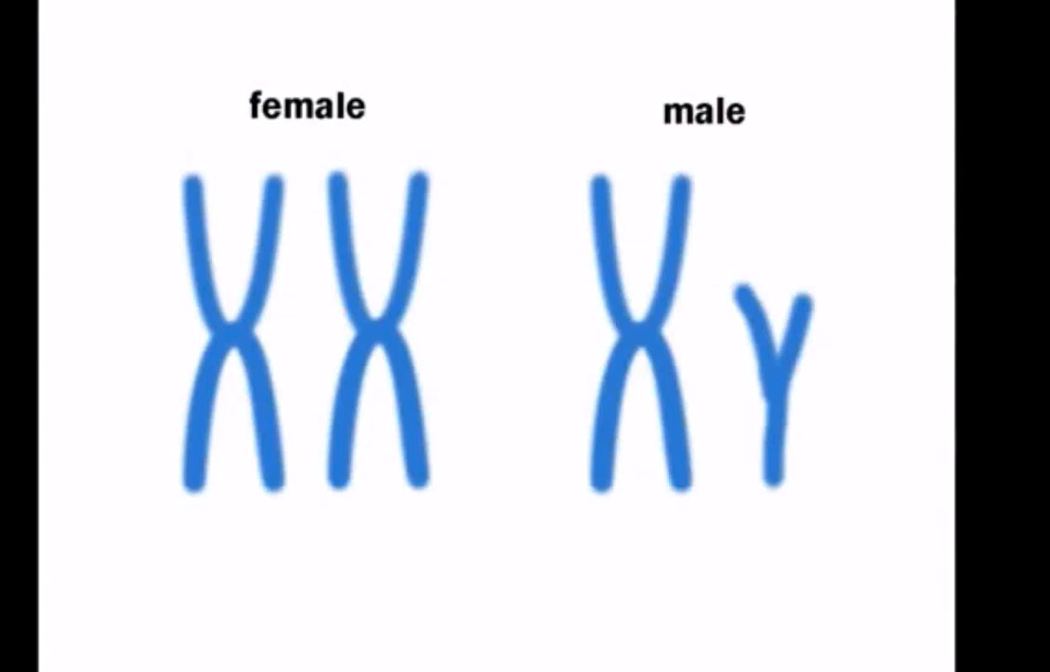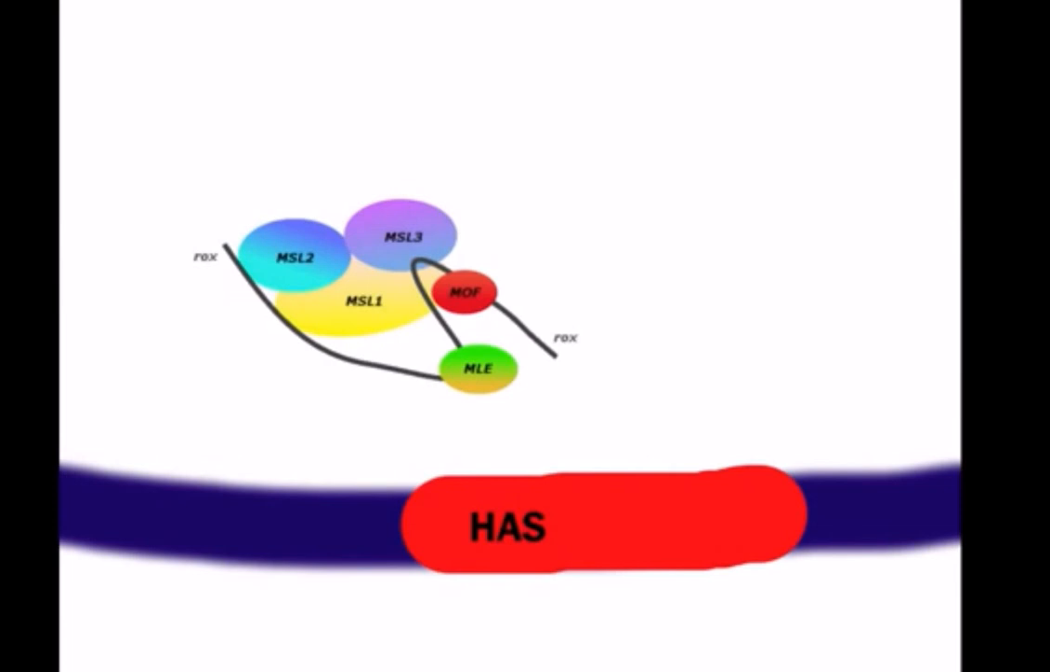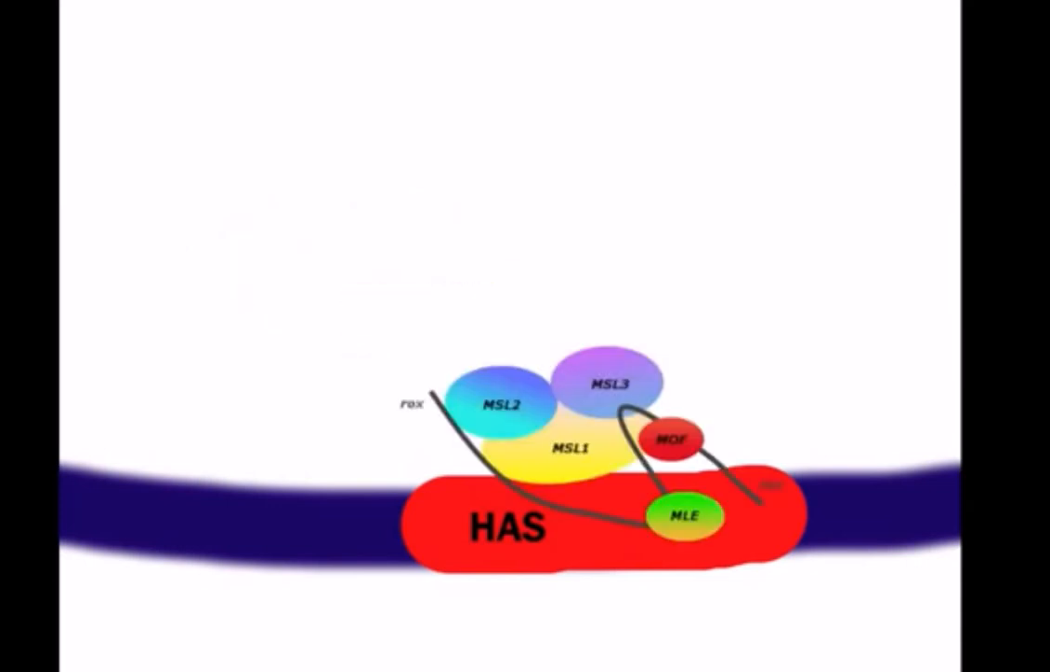Dosage compensation in Drosophila melanogaster occurs via an upregulation of the X chromosome and is mediated by a compound called the MSL complex. The MSL complex binds to high affinity sites on the X chromosome to facilitate dosage compensation. These HAS are highly interconnected, and the long-range interactions between HAS facilitate spreading of the MSL complex.